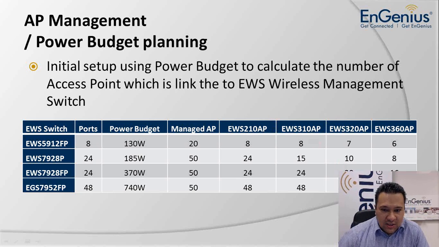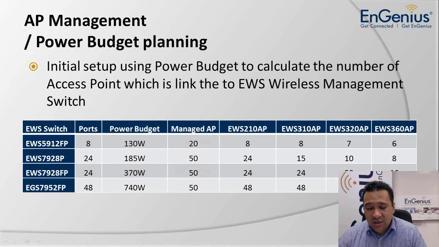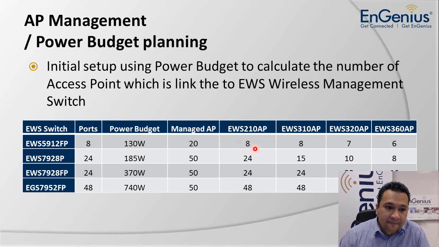Well, this table here shows the access point capacity of the switches. For instance, if you only want to make a deployment up to 20 access points, you can start with an entry-level switch, which can manage up to 20 access points. But you have to keep in mind that you can only connect 8 access points directly, because it only has 8 ports. But if you use a higher-end access point, the power of 130 watts might not be enough for the 8 access points that you want to connect.